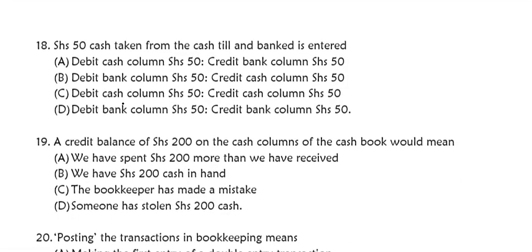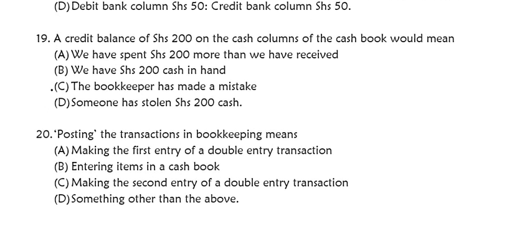Shillings 50 cash taken from the cash till and banked is entered. Now this is a contra, cash bank. Cash has been taken out from the cash till and banked. So here your bank is increasing, but then cash is reducing. So what you have to do, you have to debit bank column shillings 50 and then credit cash column shillings 50. Cash is reducing and then bank is increasing. So you debit the bank column of the cash book and then you credit the cash column of your cash book.